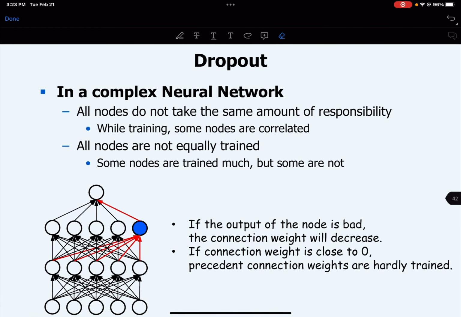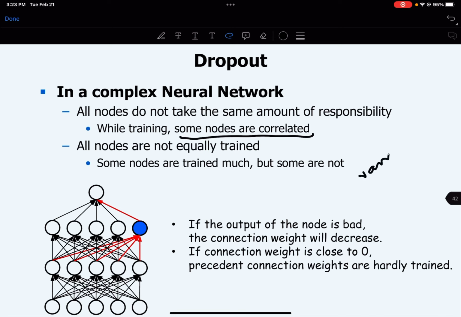So what is the next topic? That is dropout. And in a complex neural network, all nodes do not take the same amount of responsibility, and while training, some nodes are correlated. We keep this in mind. Some of the nodes are correlated, they are linked in the network, and if we do not include one node into our training, all those nodes, they will not be fired. And also, all nodes in the network are not equally trained. Some nodes are trained much, but some are not.